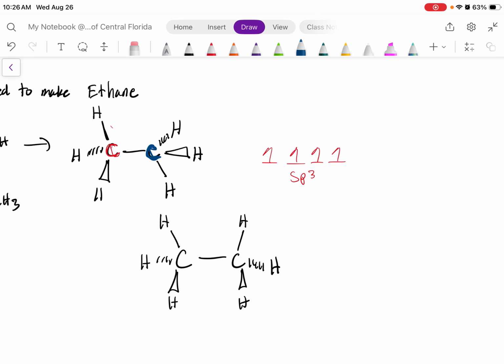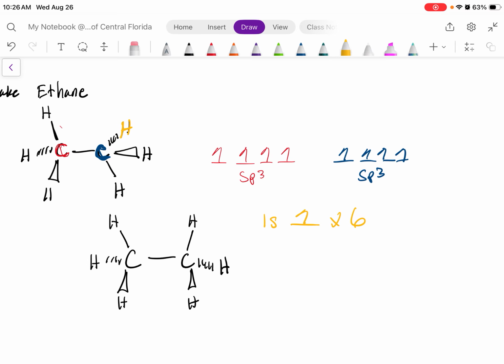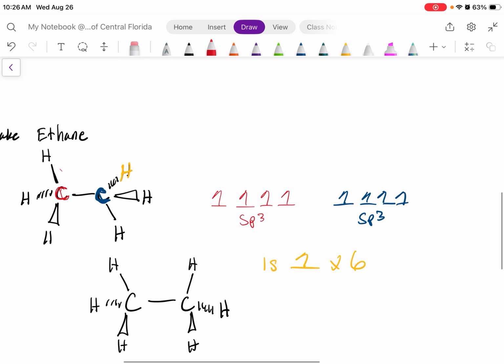That is also sp3 hybridized. So that's going to come with 4 valence electrons right there. And then we have, in yellow, our hydrogen atoms. They come with a 1s orbital with 1 electron each, and there are 6 hydrogens, so times 3. So now, how do we represent these bonds?